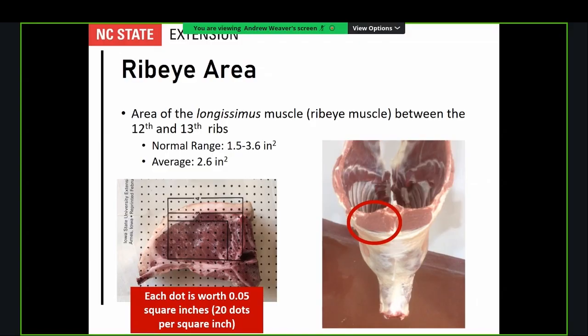Keep in mind that in a commercial lamb plant, lamb carcasses are not ribbed. This ribbing practice where we split the carcass between the 12th and the 13th rib, we do that on a small scale. We can do it for these carcass contests.